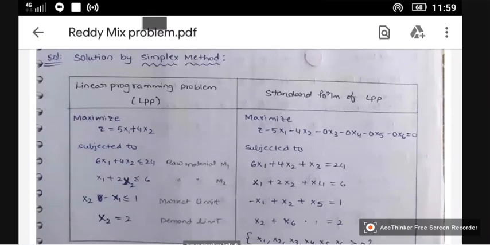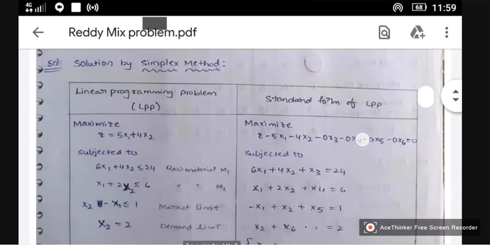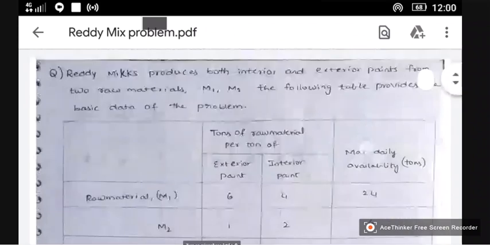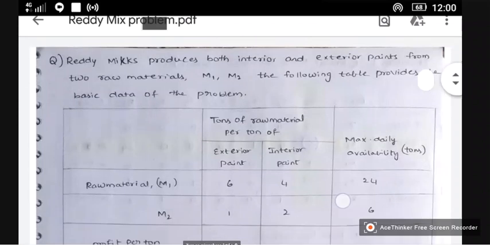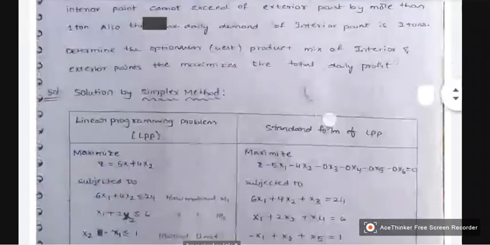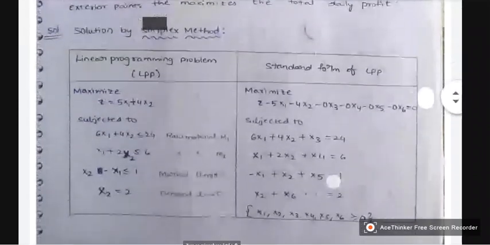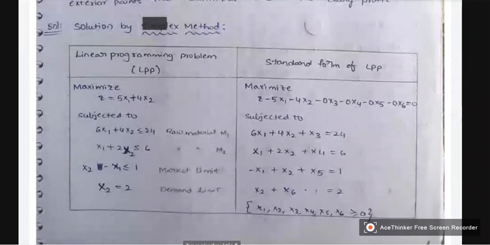Solution by simplex. You present to your friends, not to me. The ready mix problem we already discussed in the graphical method. Now we are discussing it in the simplex method. We already have the equations of the linear programming problem.